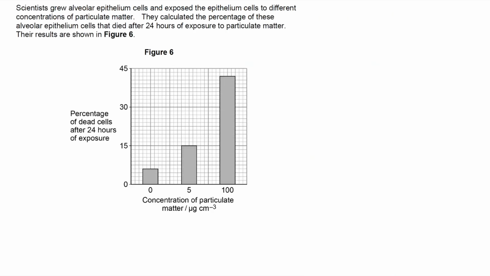The next part of this question is: scientists grew alveolar epithelial cells and exposed the epithelial cells to different concentrations of particulate matter. They calculated the percentage of these alveolar epithelial cells that died after 24 hours of exposure to the particulate matter. The results are shown in figure 6. So here we can see the concentration of the particulate matter, 0, 5 and 100 micrograms per cubic centimeter. And on this side we have the percentage of dead cells after 24 hours of exposure. So obviously, as you can see, if the concentration of the particulate matter is less, then there is less death of the cells, and as you increase the concentration of the particulate matter, the percentage of dead cells increases.